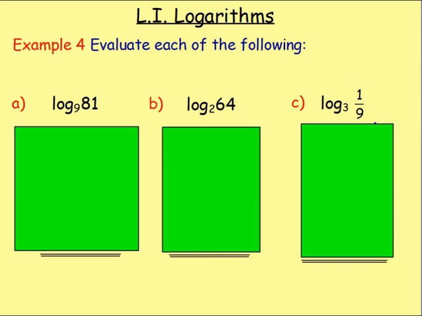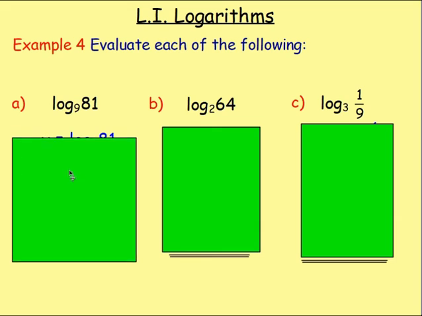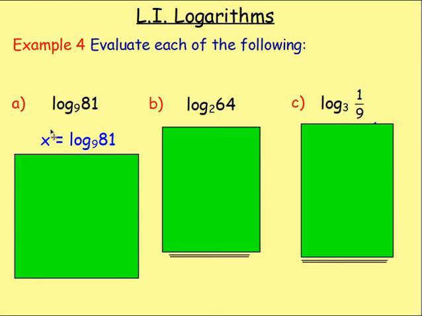Next one, example 4, evaluate each of the following. So we've got A, B, C, and then some more examples on the other pages. But starting off with log base 9 of 81, we want to evaluate that and find what that is equal to. To do that, I always say it's best just to set that equal to something. So I'm just going to set that equal to x. So x equals log base 9 of 81.